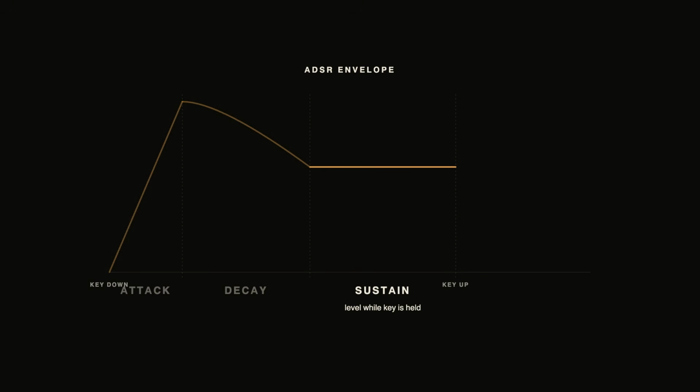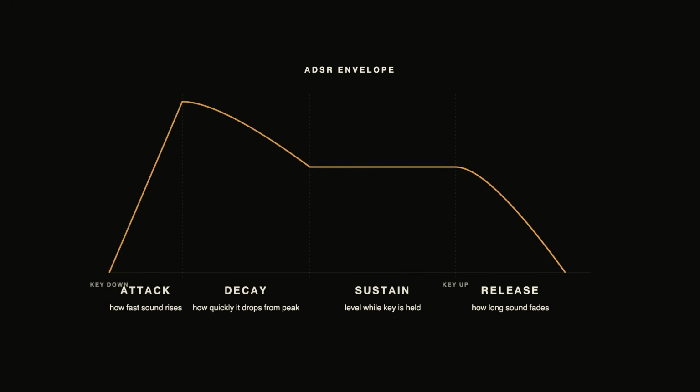It has 4 stages. Attack determines how fast the sound rises from silence to its peak. Decay is how quickly it falls from that peak. Sustain is the level it holds when you keep the key pressed. And release is how long the sound takes to fade to 0 after you let go.